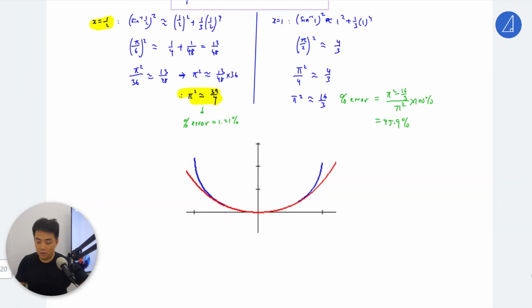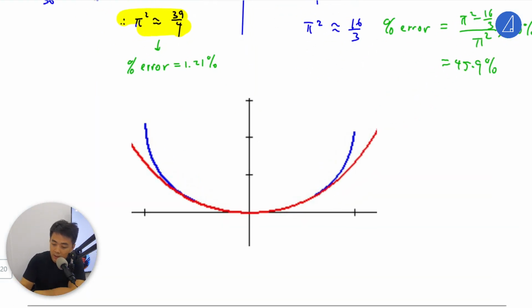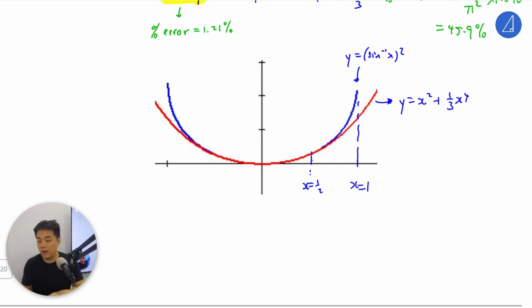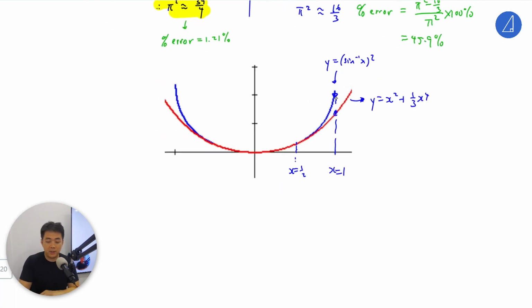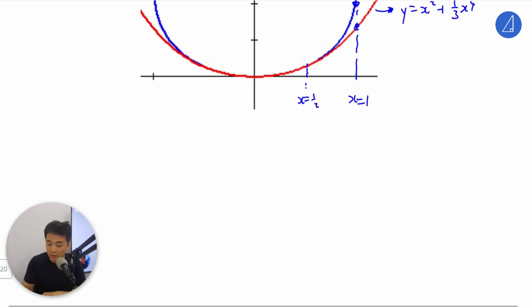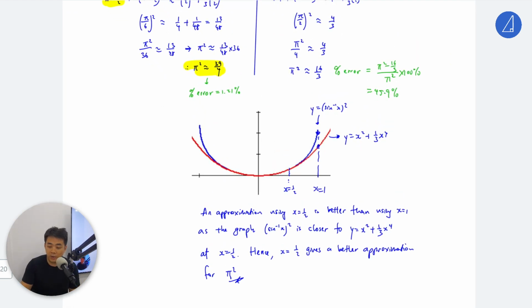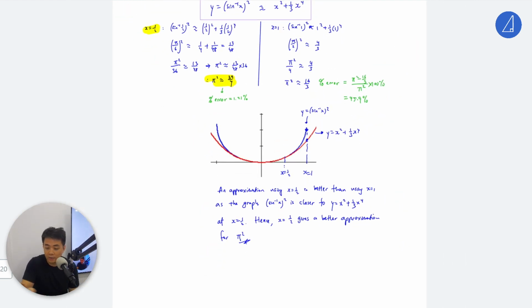There you go. So it's very clear that this is the actual graph. This is y equals to sine inverse x square. This is the approximated curve y equals to x square plus 1/3 x power 4. Okay. So what you need to understand is when x is half, and when x is 1, you can see that the approximation deviates. So you just write down. So this is the rationale why. They ask for why, right? You just write this down.